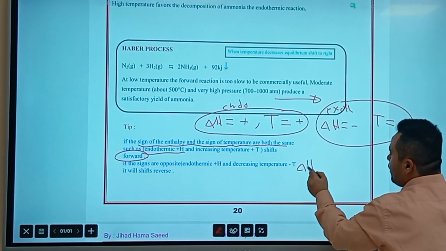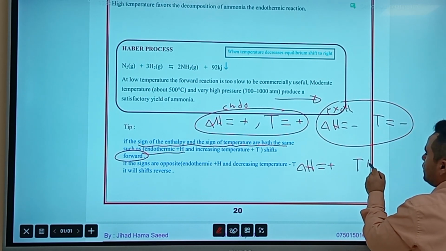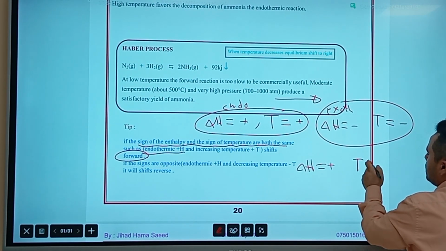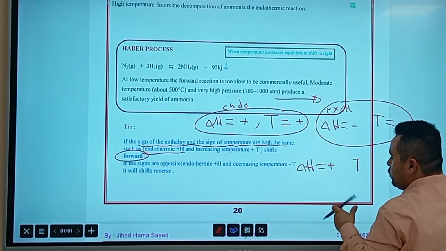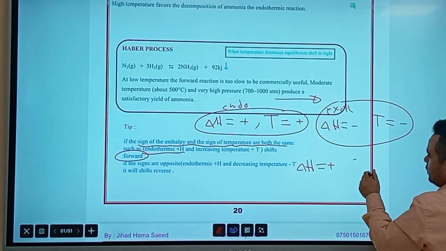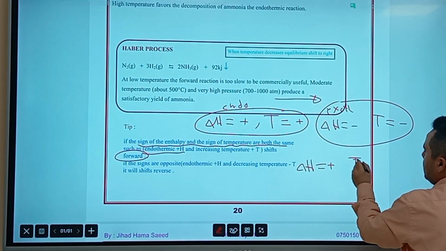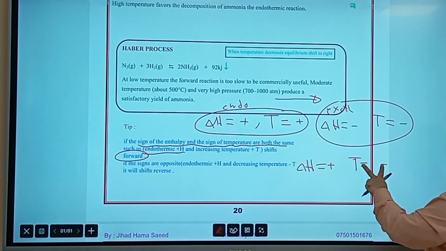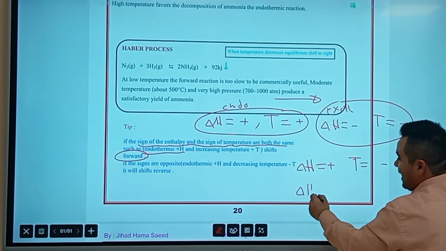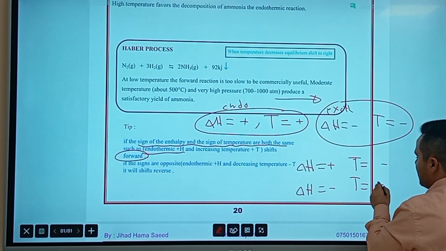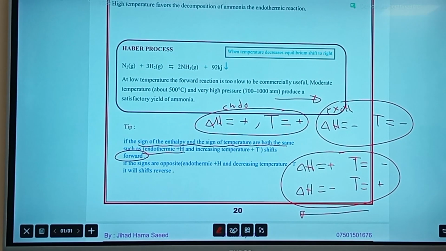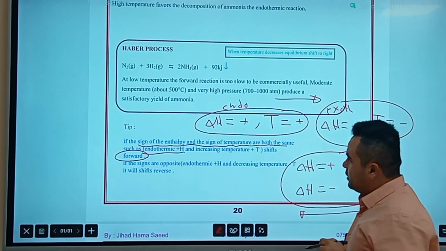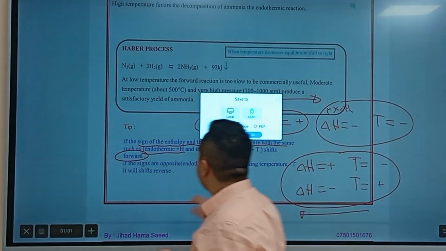But guys, if enthalpy is positive and temperature reduces, what will happen? Reducing temperature, T is negative, the opposite sign. Or delta H is negative and T is positive. In these two cases, it always favors the reverse direction. This is a simple tip, a simple technique, to know how temperature works, guys.